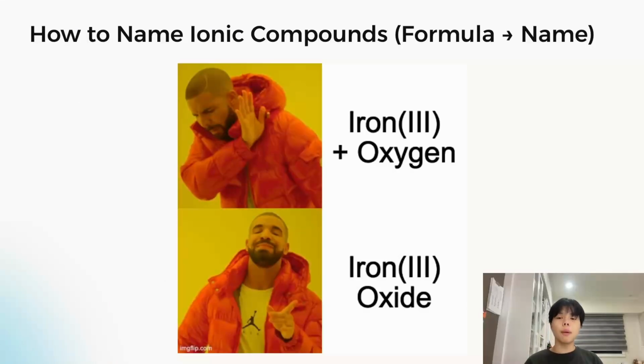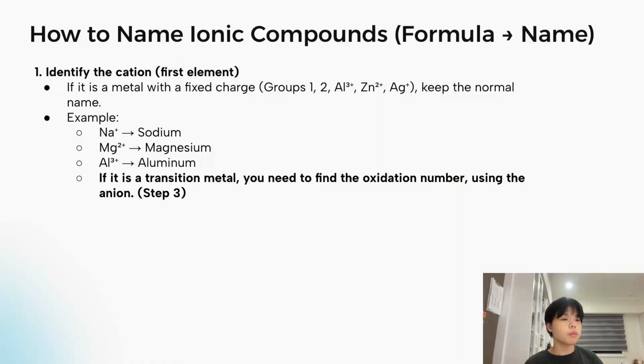So after learning how to turn names into formulas, we also want to learn about turning formulas into names. On the actual exam, we won't see iron 3 plus oxygen. We will see iron 3 oxide. And how do we exactly turn iron 3 oxide into a formula, or turn a formula into iron 3 oxide? So, turning formula into name.